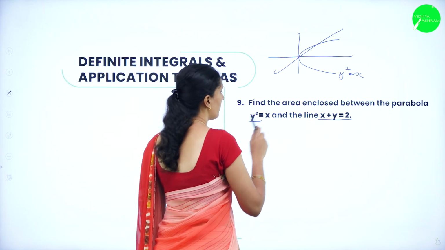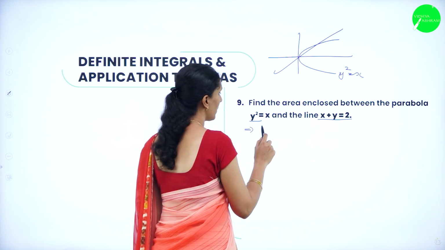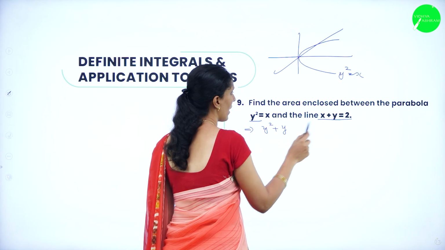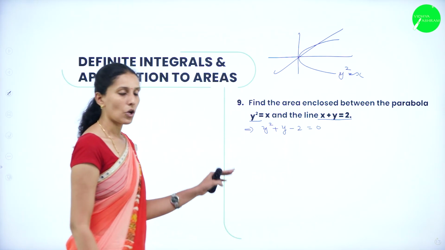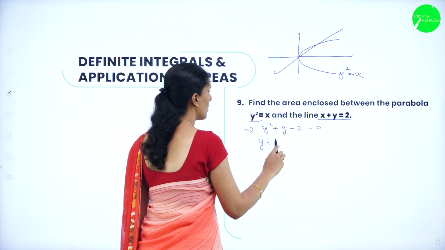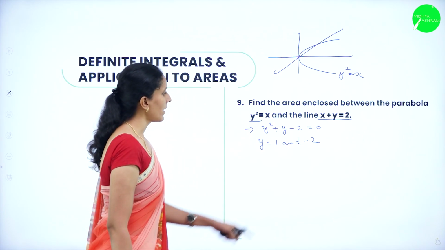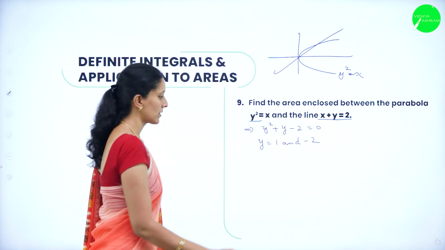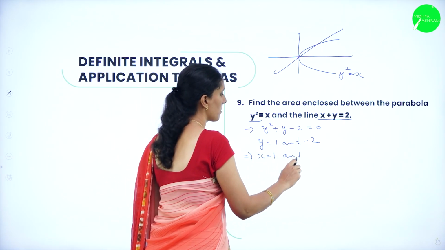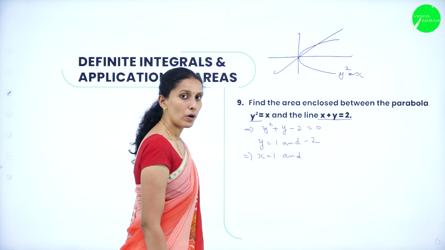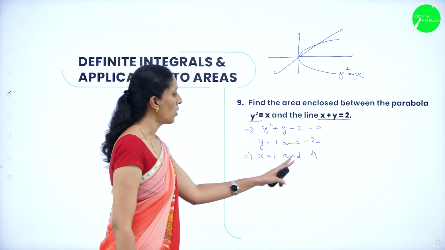So let us find the point of intersection, or the limits of x. Here we have x is equal to y square. Put x is equal to y square here. Then it becomes y square plus y, when you shift 2 here, minus 2 is equal to 0. On solving this, we get the values 1 and minus 2. Now if y is equal to 1 here, what is x? This implies x is equal to 1. And if y is equal to minus 2, what is x? x is equal to 4. So therefore we got the limits from 1 to 4.